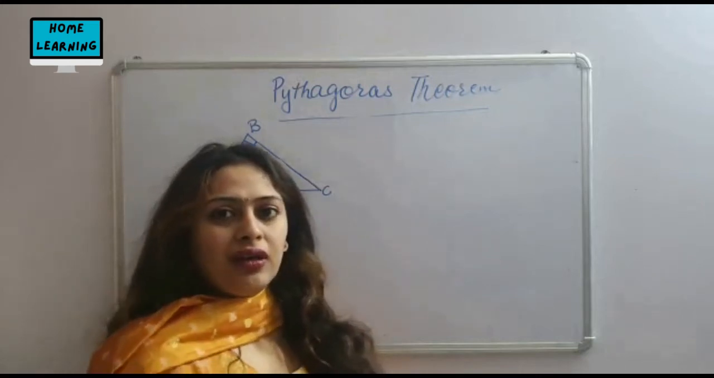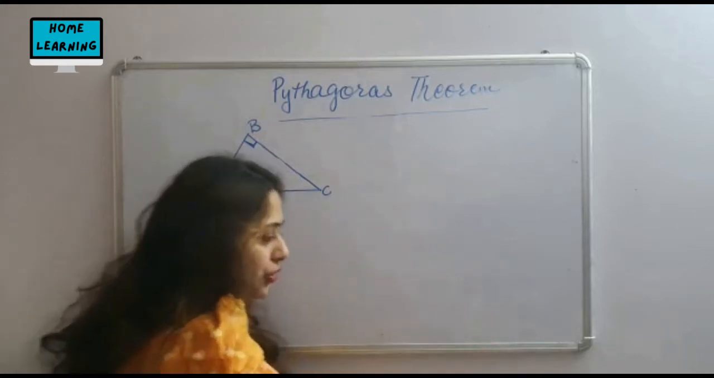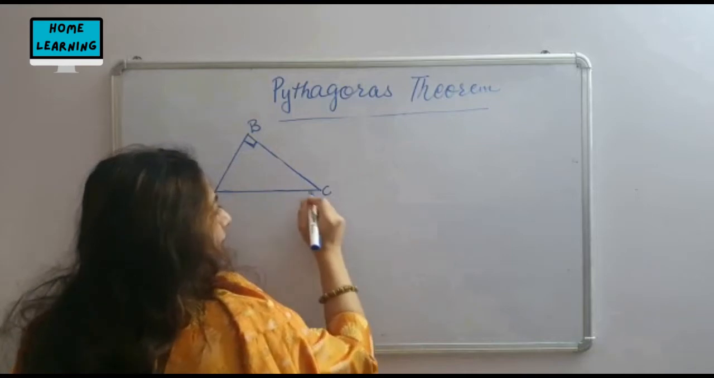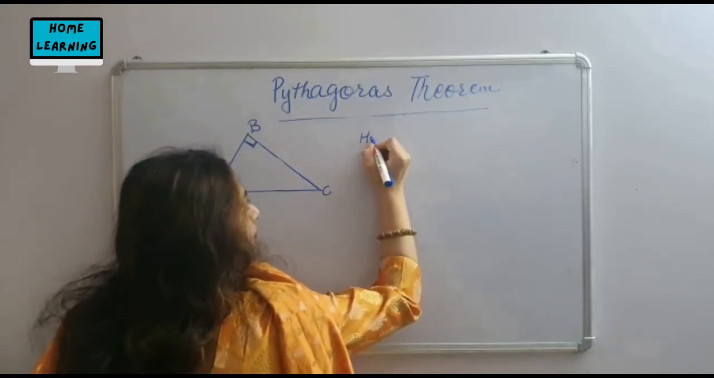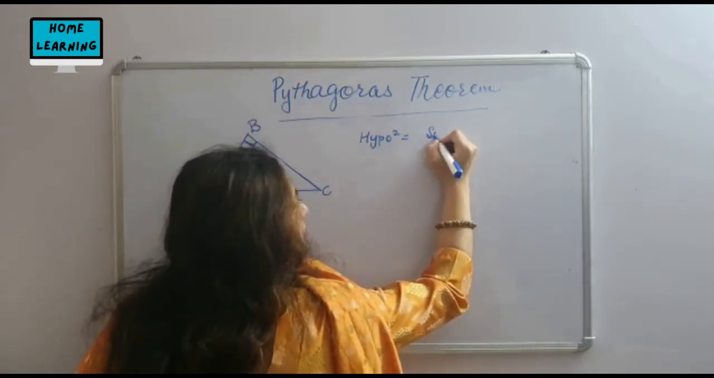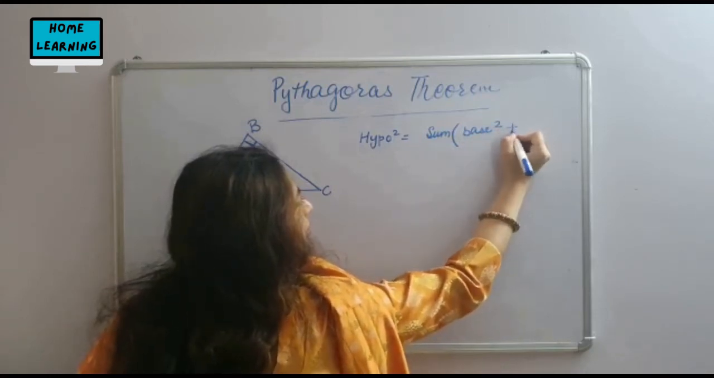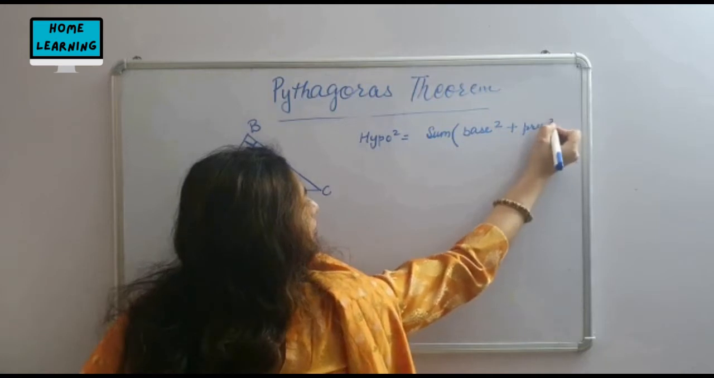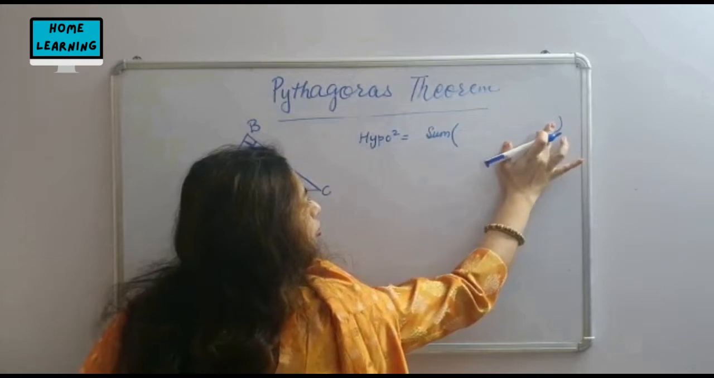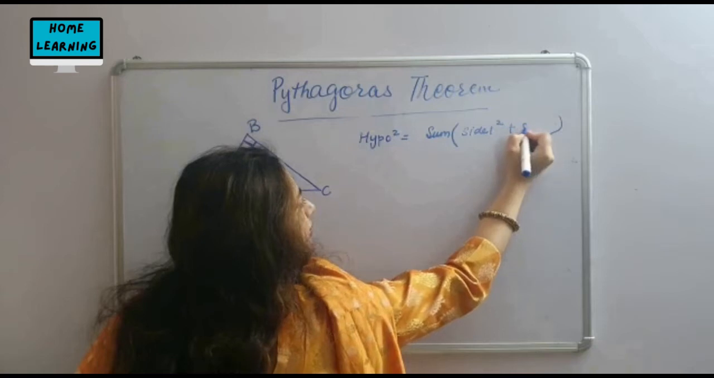Hello friends, we have used Pythagoras theorem in various questions, but today we will prove this theorem. The theorem states that in any right angled triangle, hypotenuse square is equal to sum of base square and perpendicular square, or you can say sum of squares of both the sides, side 1 and side 2.